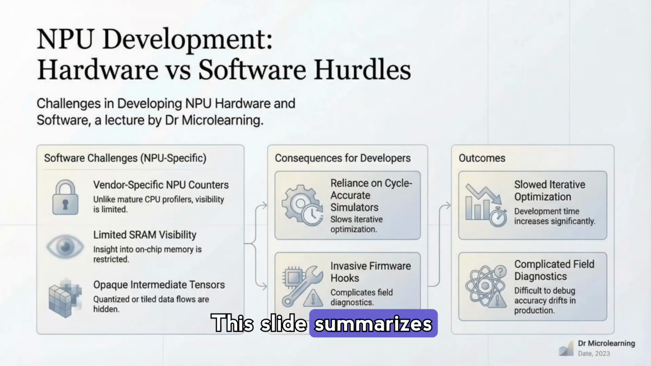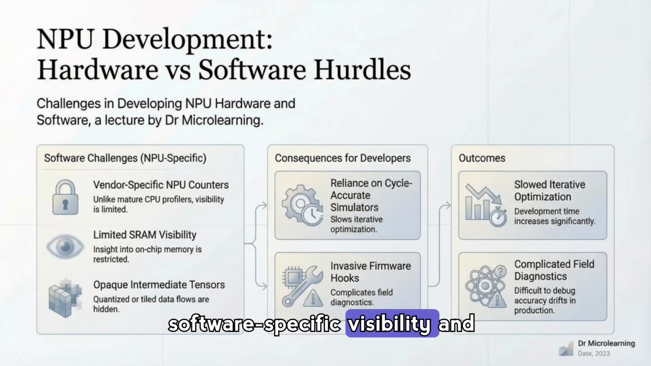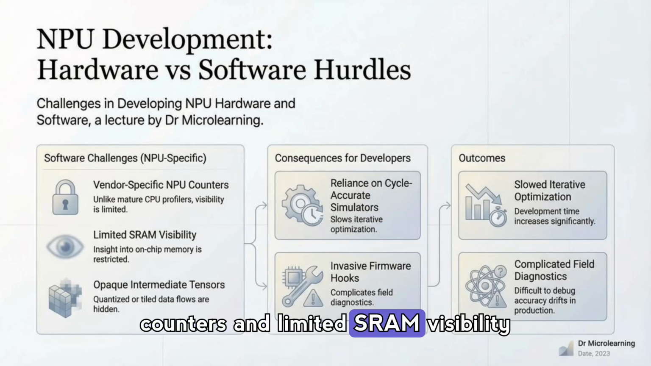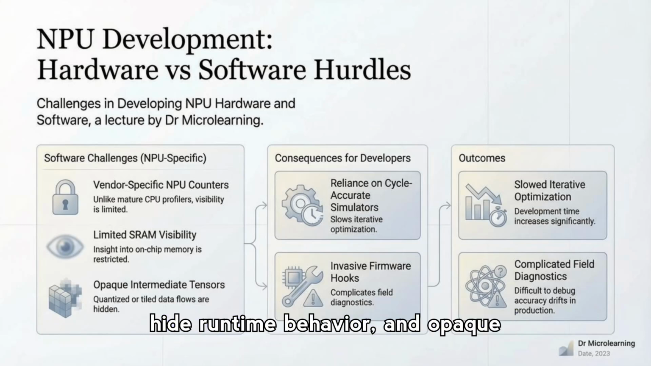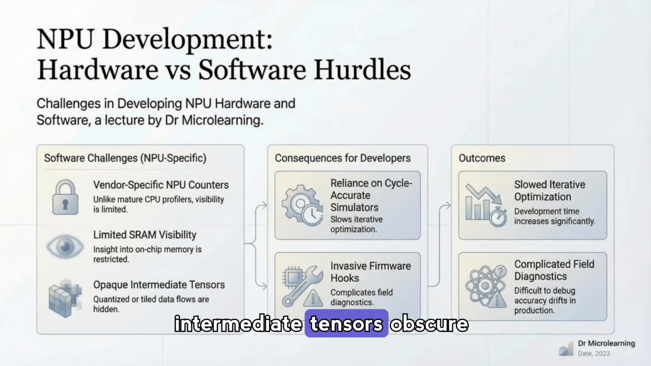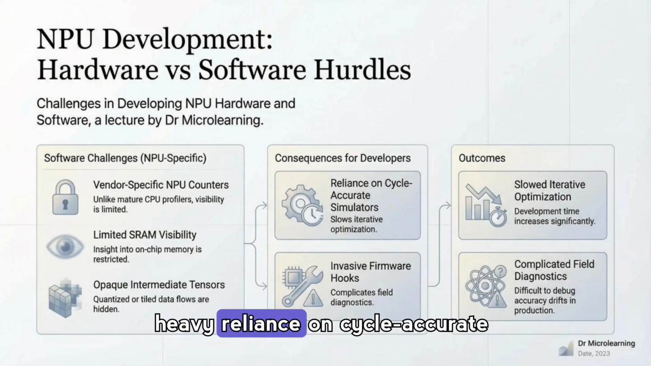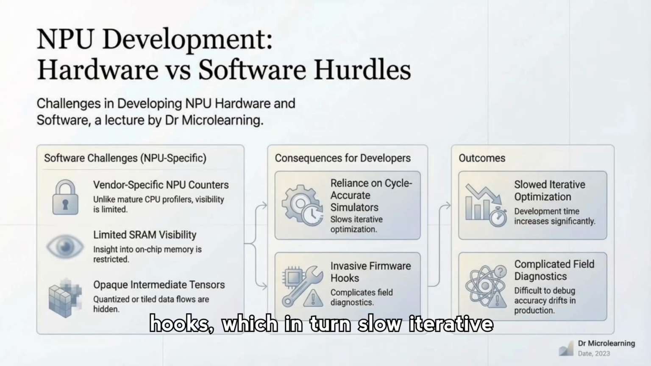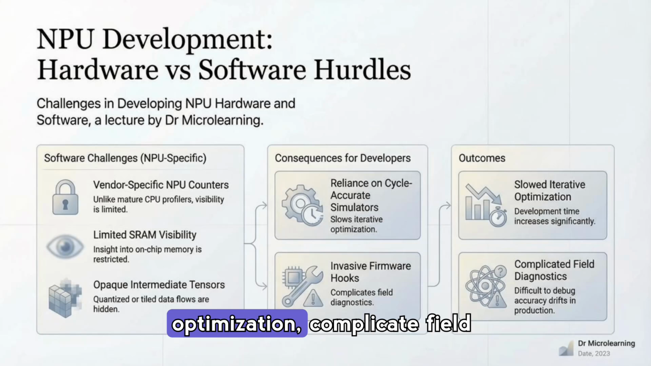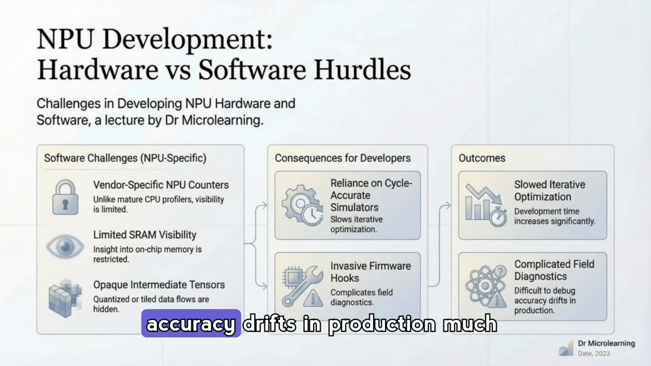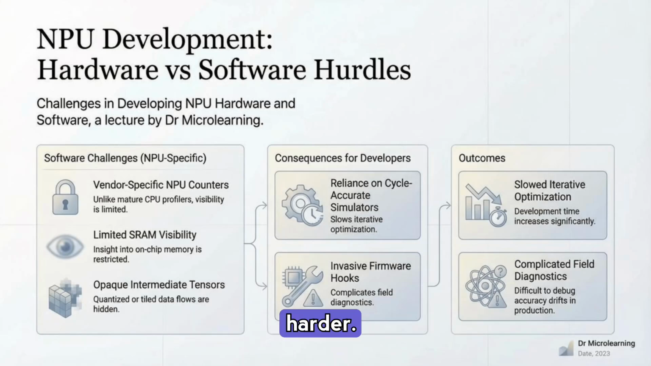This slide summarizes software-specific visibility and tooling problems that slow development. Vendor-specific counters and limited SRAM visibility hide runtime behavior, and opaque intermediate tensors obscure data flow. The consequences are heavy reliance on cycle-accurate simulators and invasive firmware hooks, which in turn slow iterative optimization, complicate field diagnostics, and make debugging accuracy drifts in production much harder.